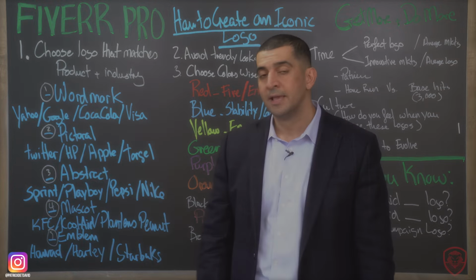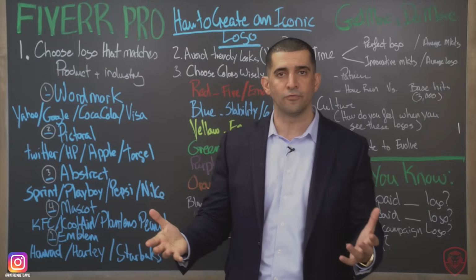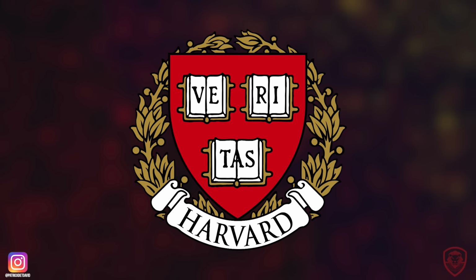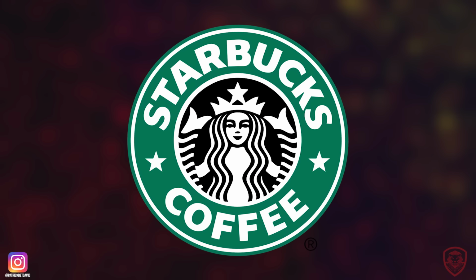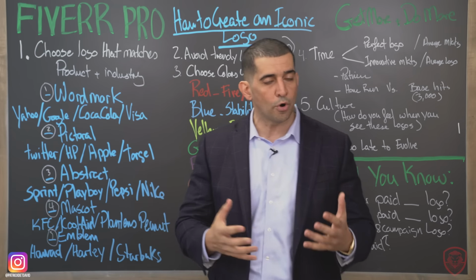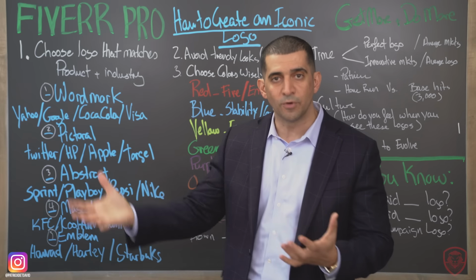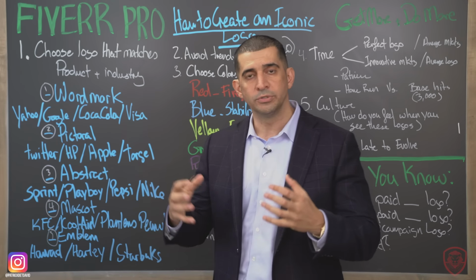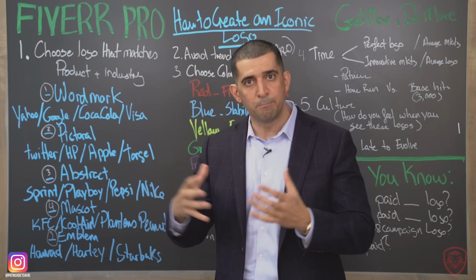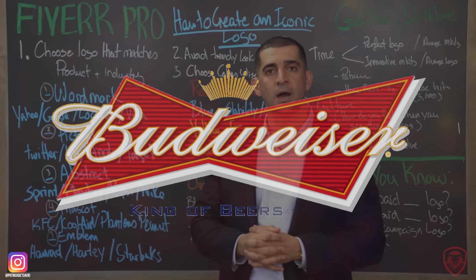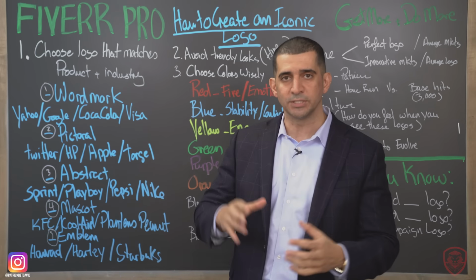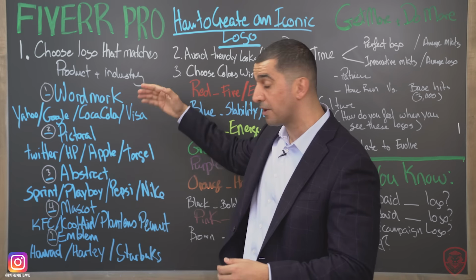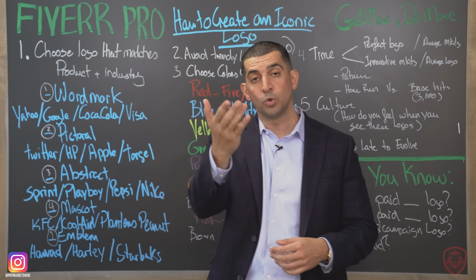And last but not least is an emblem logo. We're talking Harvard University. We're talking Harley Davidson. We may be talking Starbucks. This is emblem. Emblem type of logos works when it's public, universities, or food, drinks like Budweiser. Emblems work when you're talking about those kinds of industry, but it may not work for everything. So you got to ask yourself, whichever industry you're part of, which logo style would work for what you're trying to design.